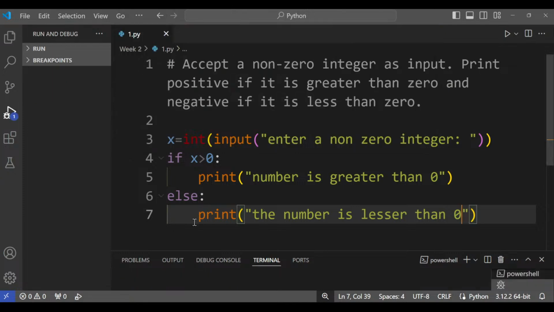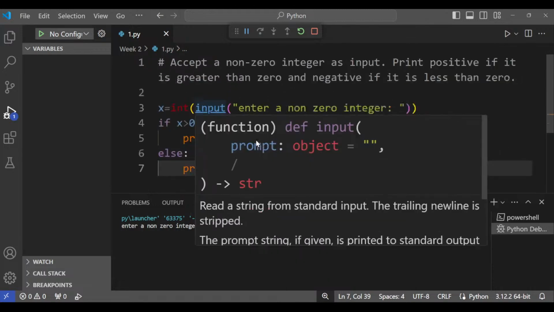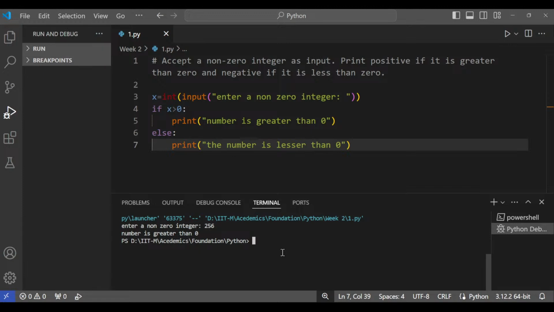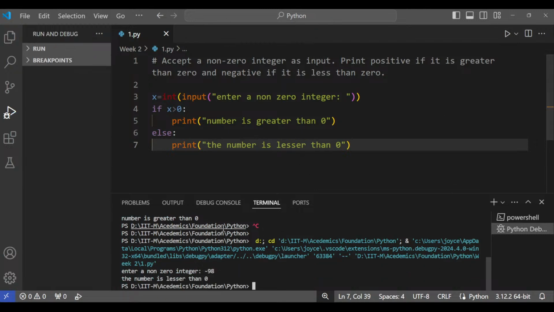It is a very simple program. So enter a non-zero integer: 256. Number is greater than 0. Once again, a non-zero integer: minus 98. Number is less than 0. Cool. Is that the only thing we need to do?